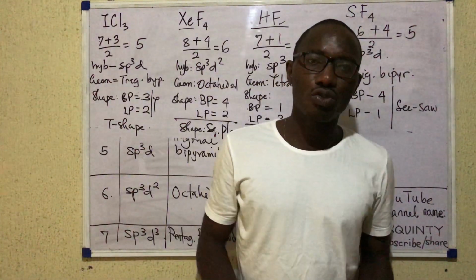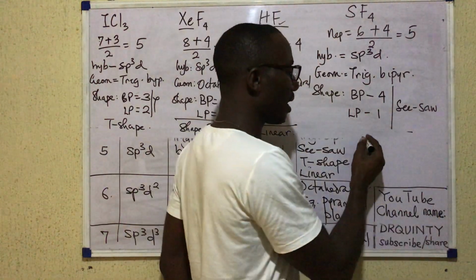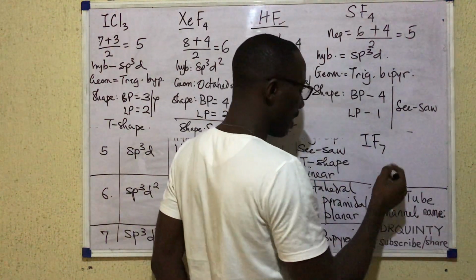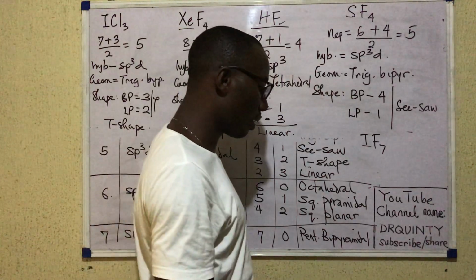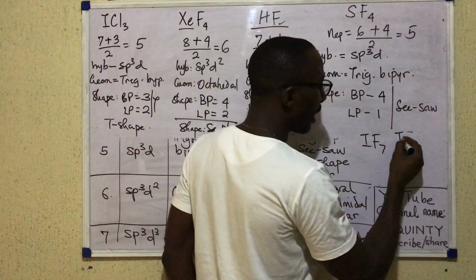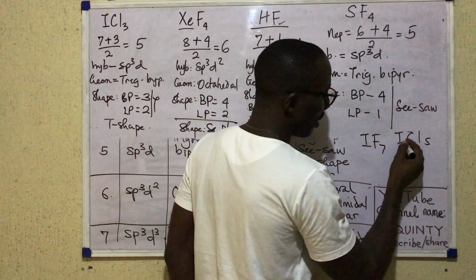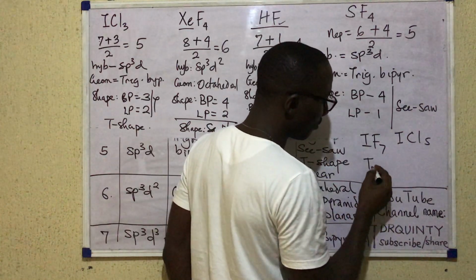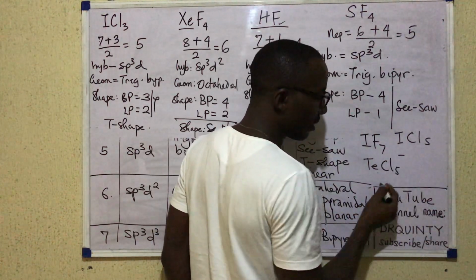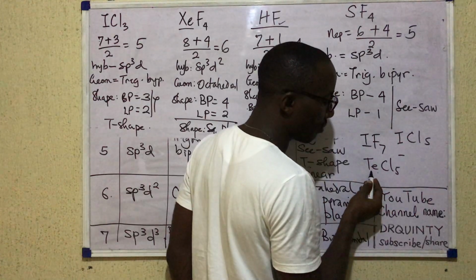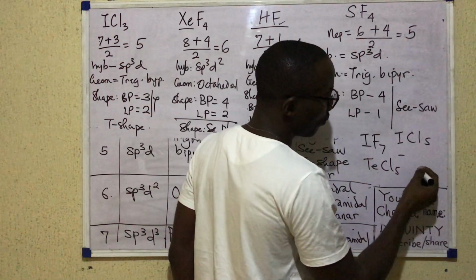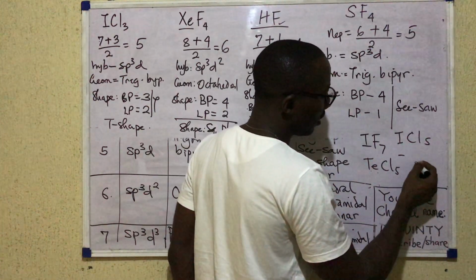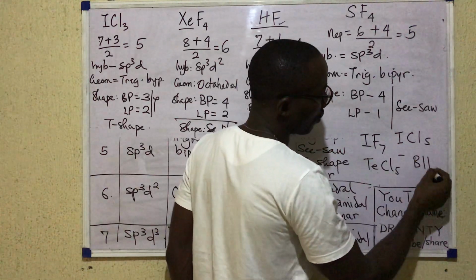So you may want to try other examples. Take as assignment, try IF7 and see whether it gives you pentagonal bipyramidal. Try ICl5. Try TeCl5 minus, this tellurium, same group as oxygen, and then you could try, let's say, BH3.